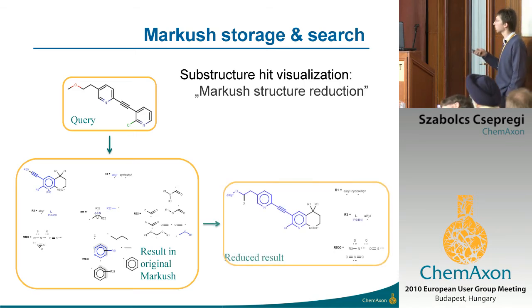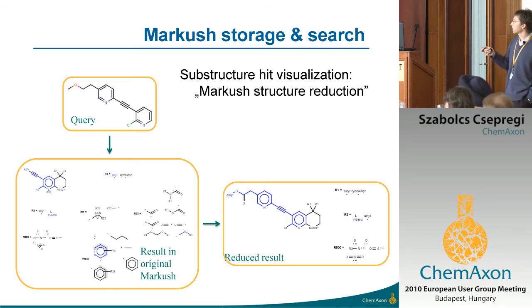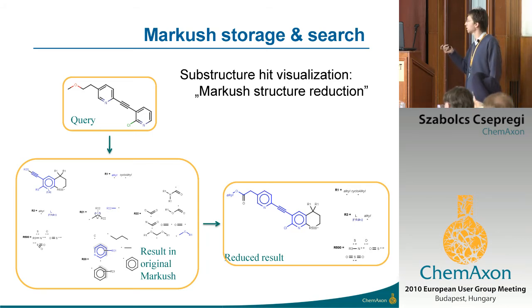So we have introduced a new technique to show these substructure results, so that those parts of the Markush structures which overlap with the hit, we expand those variables. And in that case, we have another Markush structure, which is reduced in complexity. And it contains the query structure as one whole unit. In this way, it is much easier to see where we have found the substructure. When a substructure matches into the Markush structures in different ways, it may be possible that we have multiple reduced Markush structures here.